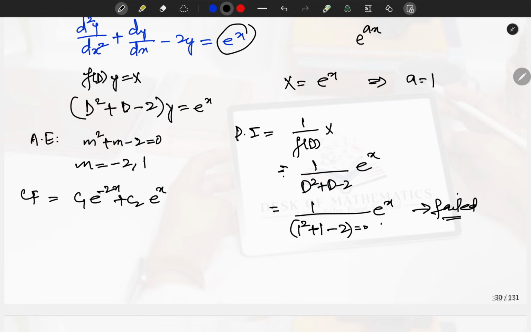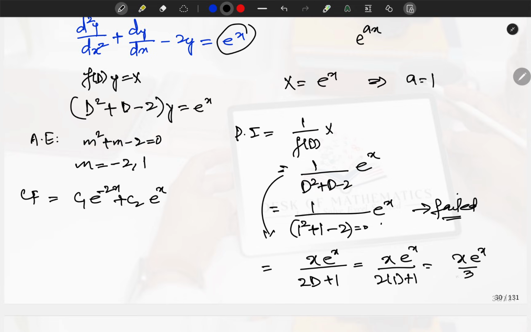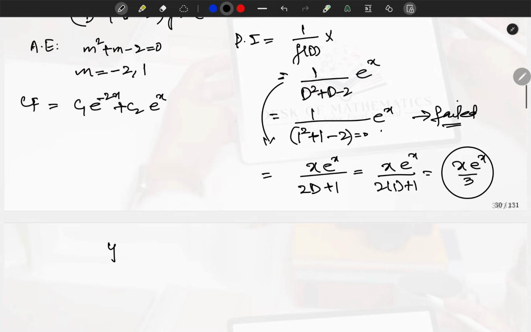Okay, so your denominator is becoming 0, so we can't do it. So what you have to do is multiply by x and differentiate the function, so it will be x e raised to the power x, and on the differentiation, that is 2D plus 1. Now your a is again 1, so x e raised to the power x divided by 2 into 1 plus 1, that is x e raised to the power x divided by 3. So this is now the particular integral. It means that the solution will be c1 e raised to the power minus 2x plus c2 e raised to the power x plus x e raised to the power x divided by 3 is the solution.